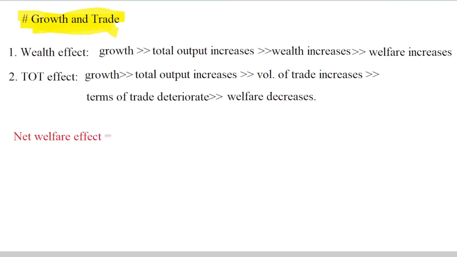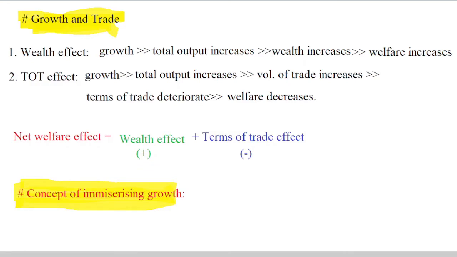So now, the net welfare effect in the economy in the presence of growth and trade is the sum of the wealth effect and the terms of trade effect. Here the wealth effect is a positive effect and the terms of trade effect is a negative effect. So now what does the concept of immiserizing growth say? What did Professor Jagdish Bhagwati say in his research paper?